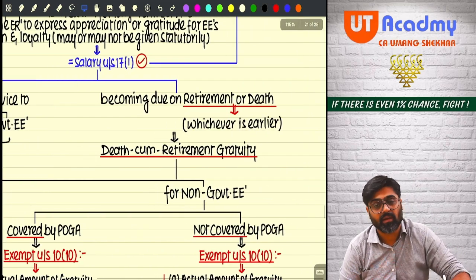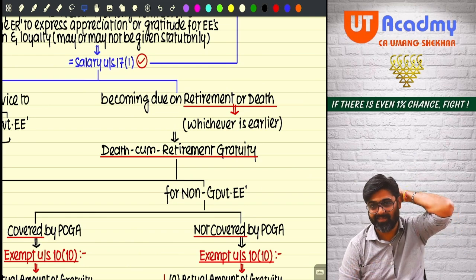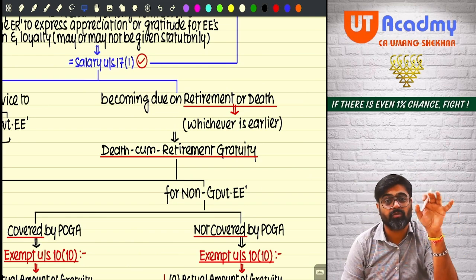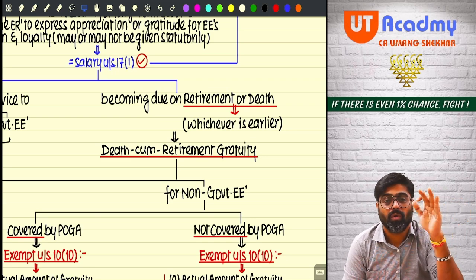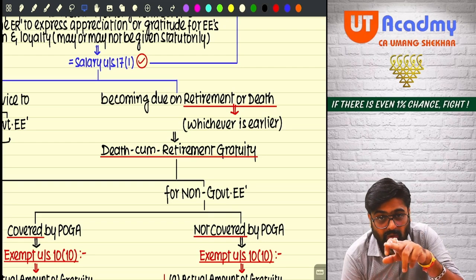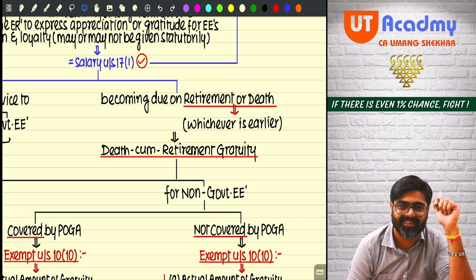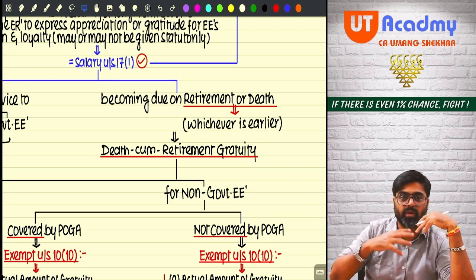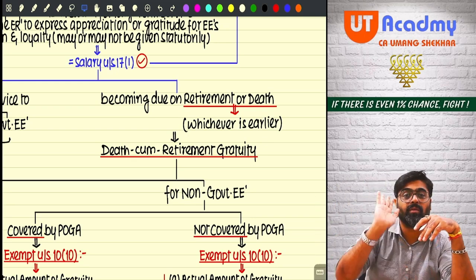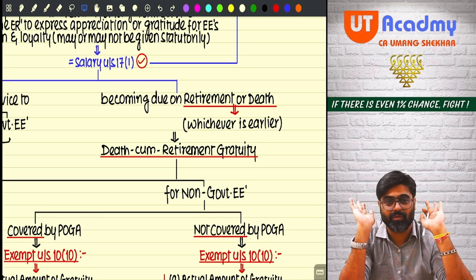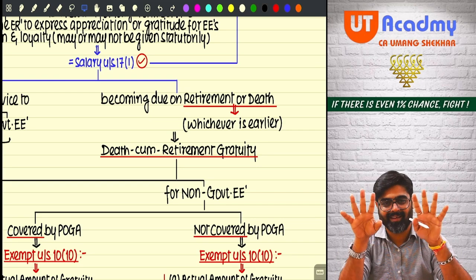But if you are getting the gratuity at the time of retirement, so now there is some gratuity which will become due, on the event of your retirement or on the event of your death, whichever happens earlier. So if you retire first, before you die, then on your retirement this gratuity will become due and will be given to you.